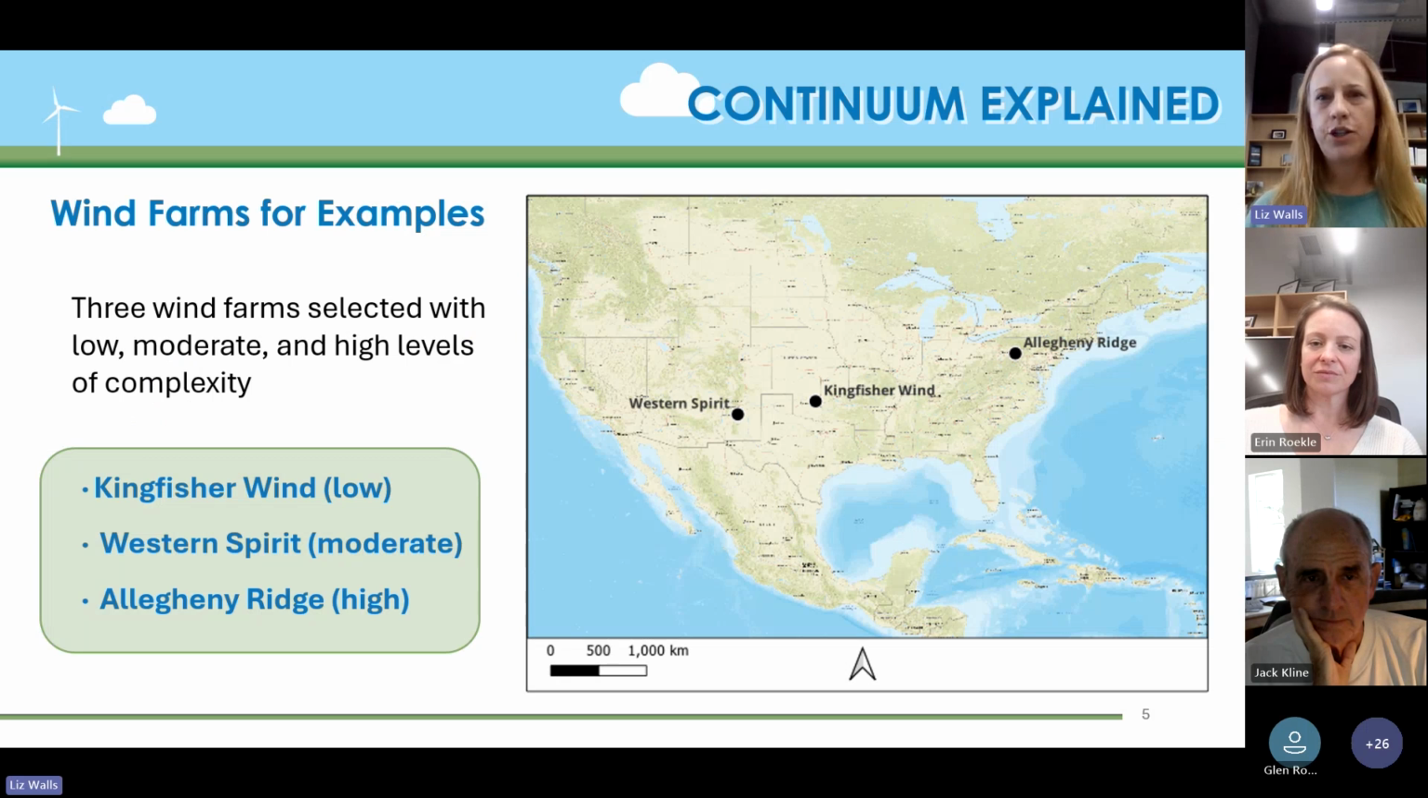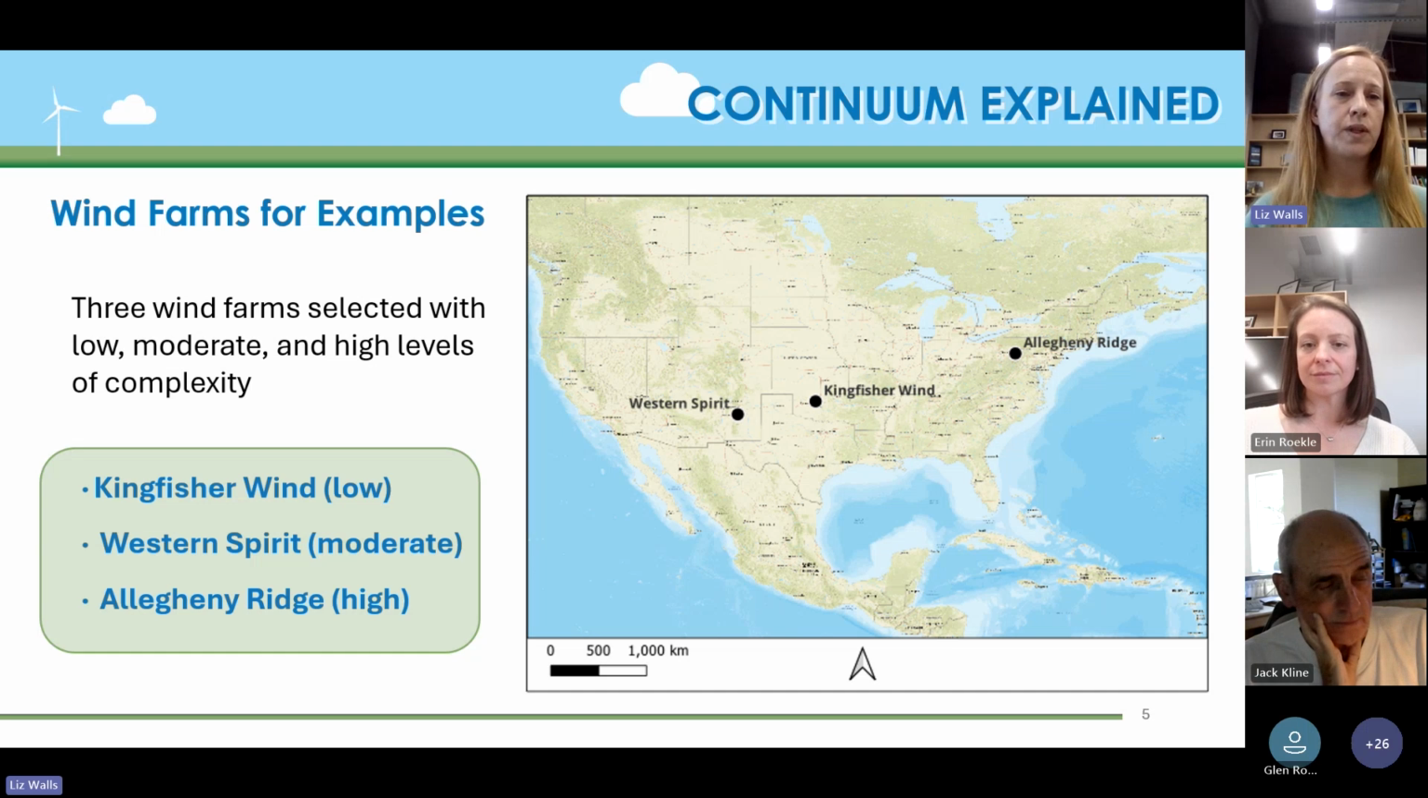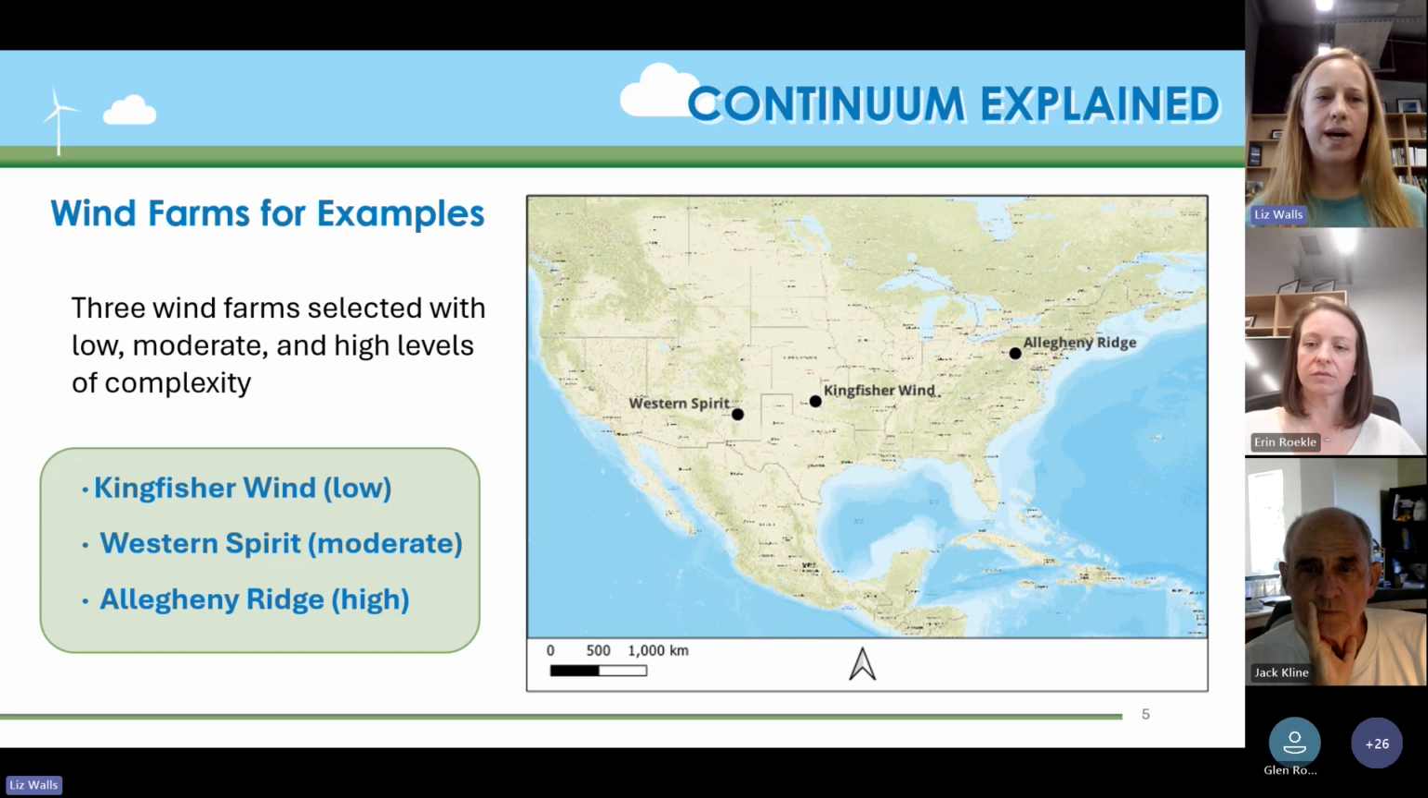So in explaining terrain exposure, we thought it would be helpful to have some example wind farms to talk about the exposure at different wind farms to understand what we're talking about. So we selected 3 different wind farms to use as examples in this lecture, one with a low, one with a moderate, and one with a high level of complexity. And here's the location of those 3 wind farms. They're all in the US.